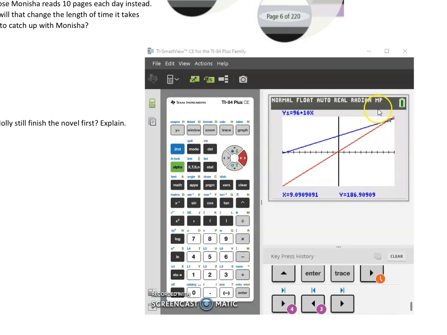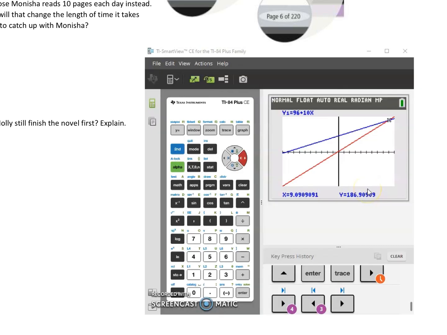So the best I can do is an estimate here, but we can see that if Monisha is going to increase her reading rate, her number of pages she's reading per day, now after 9 days, they will catch up. So it's going to take Holly longer to catch up if Monisha is reading more pages per day, and they will have read around 187 pages. That's when they will read the same.